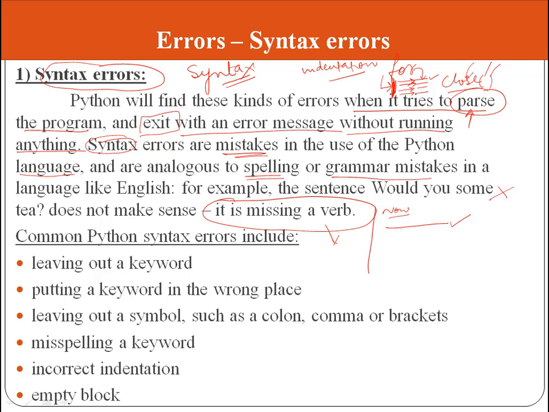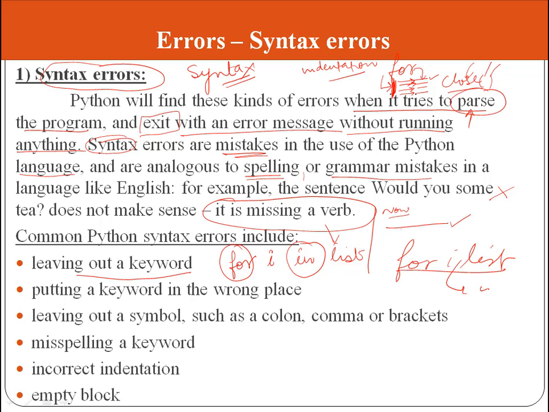So what are the common Python syntax errors? These are some of the examples. First, leaving out a keyword. You need to write a keyword, but you have not written it. Suppose you were writing for i in some list, right? You need to write for and in over here. These are the keywords, but what you do is write for i list. So in is missing over here. You have missed out the keyword. Next, putting a keyword in the wrong place: for in i list. So in is in the wrong place.